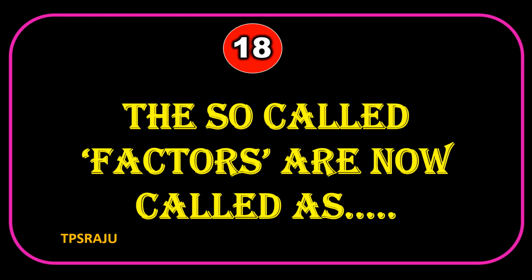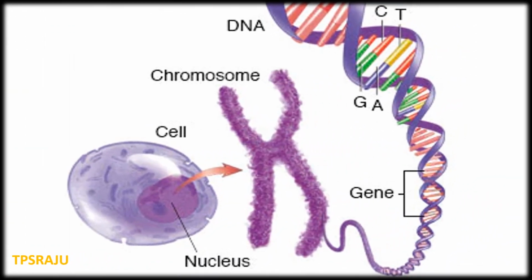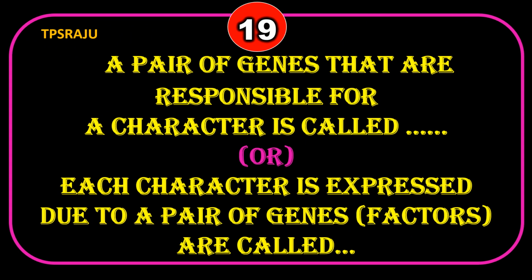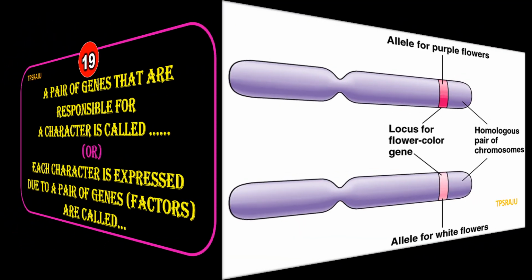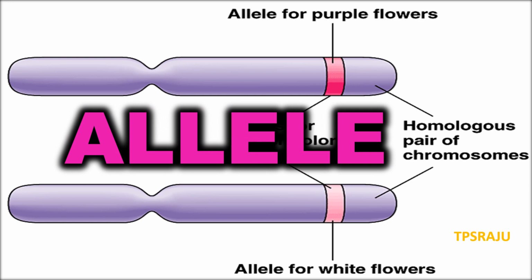The so-called factors are now called genes. A pair of genes that are responsible for a character, or each character that is expressed due to a pair of genes, is called an allele.